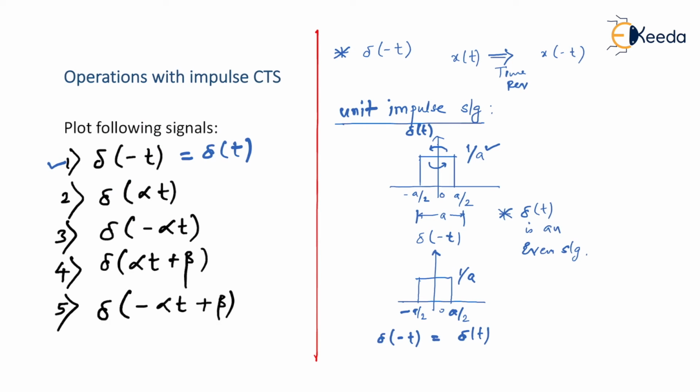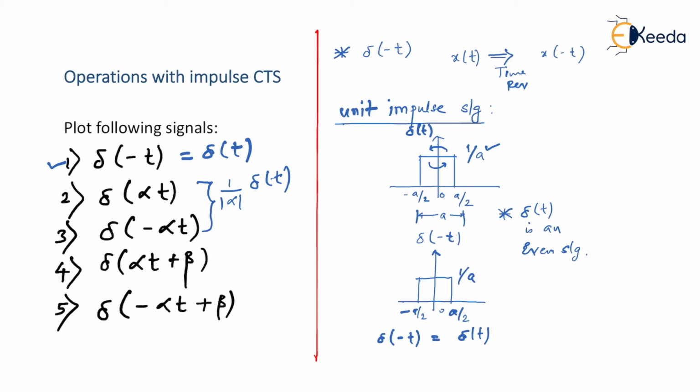So we have seen for both, we have got a common conclusion: 1 upon mod of alpha del of t. This is a very important conclusion I'm telling you. Del of minus t is always del of t, and del of alpha t as well as del of minus alpha t, that is, whether you are trying to scale by alpha or minus alpha, you always get 1 upon mod of alpha del of t.